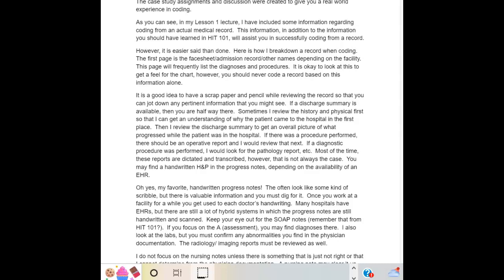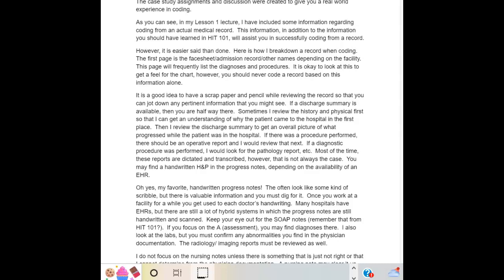It is a good idea to take a piece of scrap paper and a pencil while reviewing the record so that you can jot down any pertinent information that you might see. If a discharge summary is available, then you are halfway there. Sometimes I review the history and physical first so I can get an understanding of why the patient came to the hospital in the first place. Then I review the discharge summary to get an overall picture of what progressed while that patient was in the hospital. Remember, a discharge summary is the whole story.